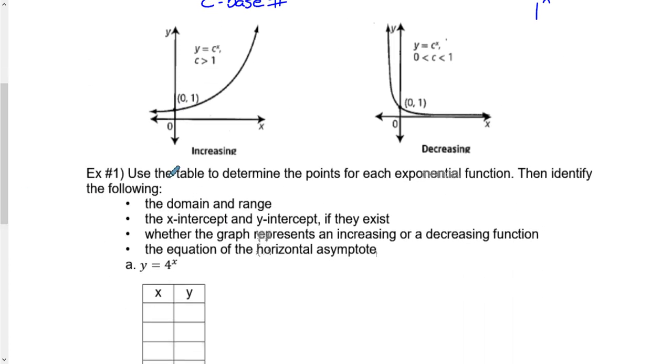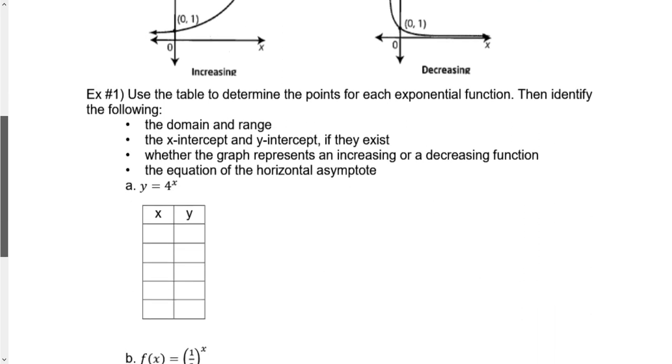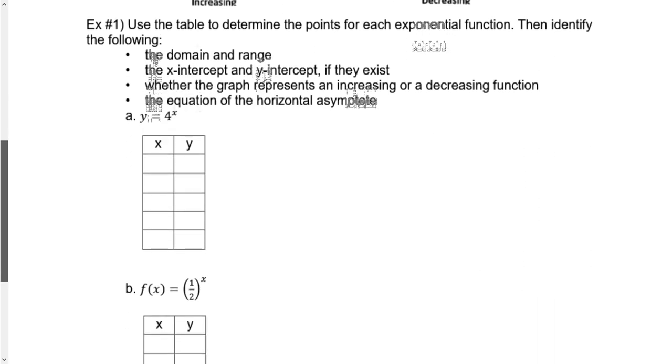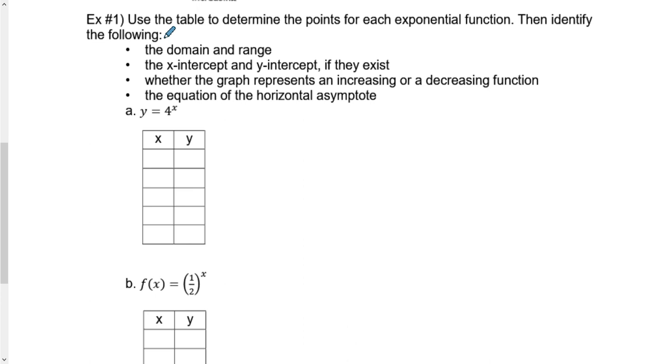So what we're going to do is use the table to determine some points, then identify the following. First off, we're going to talk about what the domain and ranges are, x-intercepts and y-intercepts if they exist, and whether the graph represents an increasing or decreasing function, as well as the equation of the horizontal asymptote. That's a good thing that we've talked about what the horizontal asymptotes are with our rational functions. So let's get into it.